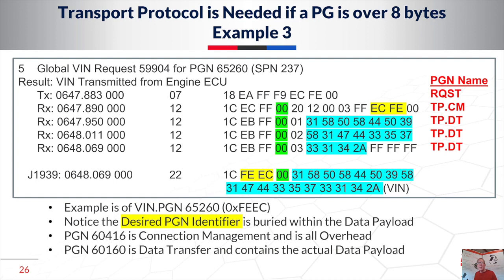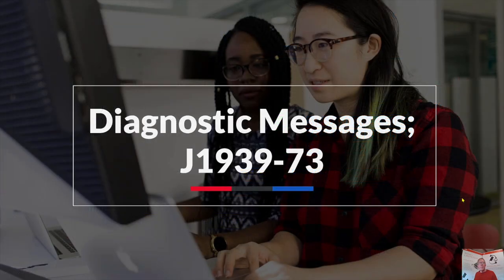In J1939-22 CAN FD, we use something called CAN FD transport, which is a little bit different than this. It transports even bigger amounts of data. The diagnostic message is important to get to. We've got a few minutes left here to talk about the diagnostic message, and I'll go into one last example.